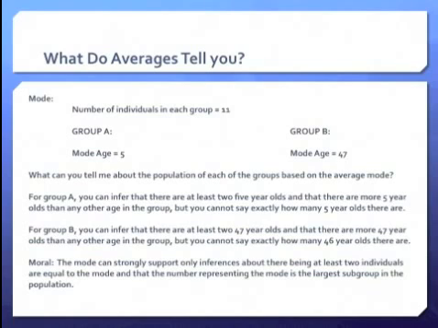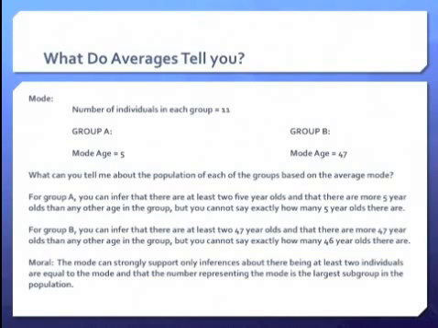Now what about the mode? If I only told you that the mode for Group A is 5 and that the mode for Group B is 47, what can you strongly infer about the population in the set? For Group A, you can infer that there are at least 2 5-year-olds and that there are more 5-year-olds than any other age in the group, but you cannot say exactly how many 5-year-olds there are. For Group B, you can infer that there are at least 2 47-year-olds and that there are more 47-year-olds than any other age in that group, but you cannot say exactly how many 47-year-olds there are.